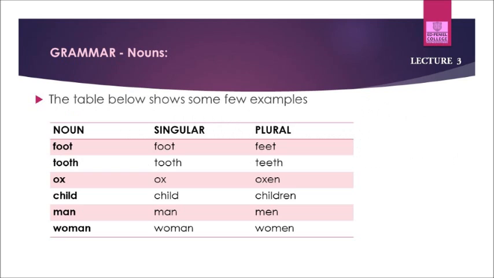We have foot, feet. Tooth, teeth. Ox, the plural is oxen. Child, the plural is children. Man, the plural is men. Woman, the plural is women. So you see that the plural forms of the irregular countable nouns are different from the plural forms of the regular countable nouns.